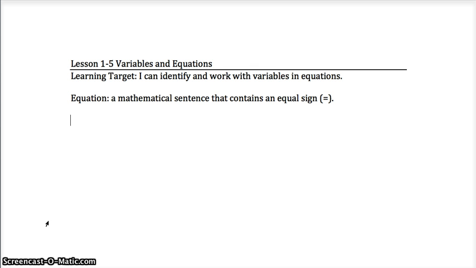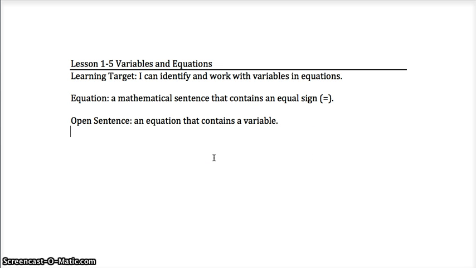And then an open sentence, it's not like a written sentence that we use in an English class. An open sentence is a type of equation that contains a variable. Go ahead and fill those two things in on your notes right now.